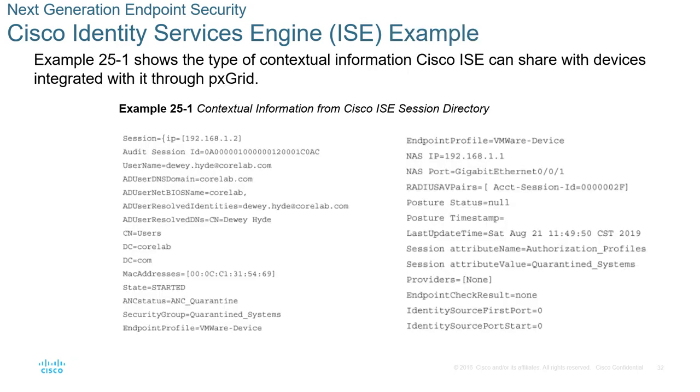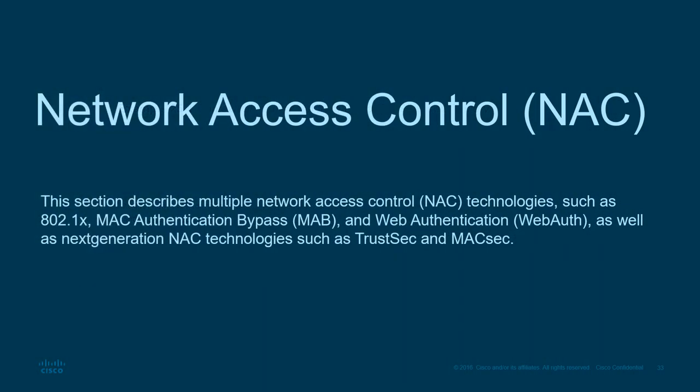Here's an example of the contextual information that Cisco ICE can share through its pxGrid. So let's dive a little bit deeper into our NAC. Again, this section is about being able to configure NAC technologies such as 802.1X, MAB, and WebAuth, as well as next generation NAC technologies like TrustSec and MACsec.